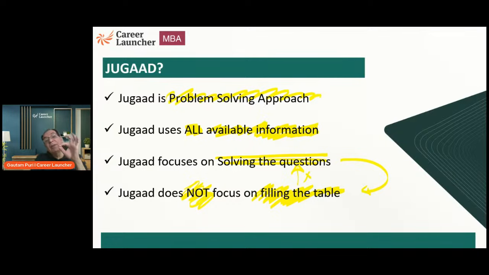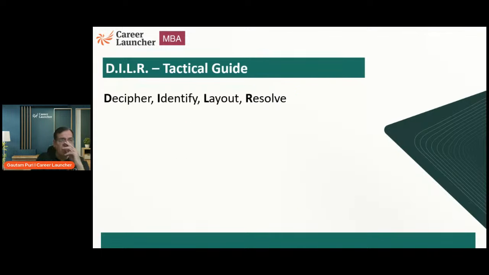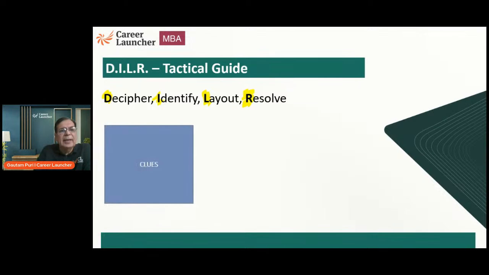Chalo. And this will be very, very clearly visible in this set which I have picked up for today. And I'm again reminding you, this is considered by many as possibly the most difficult data set of CAT since 2015. Okay. Chalo. What is, let's say, our tactical guide? How do we go about doing it? We follow this DILR technique only. Decipher, identify, layout, and resolve. So this is what we mean by DILR.